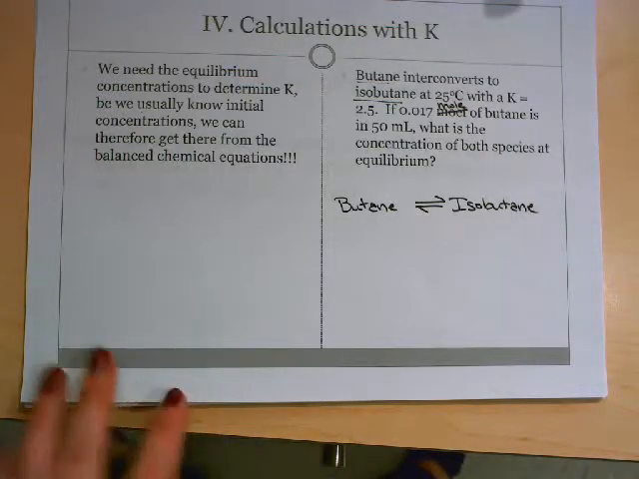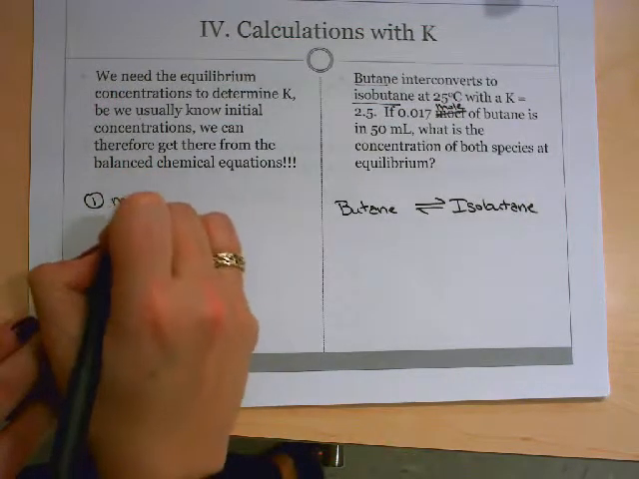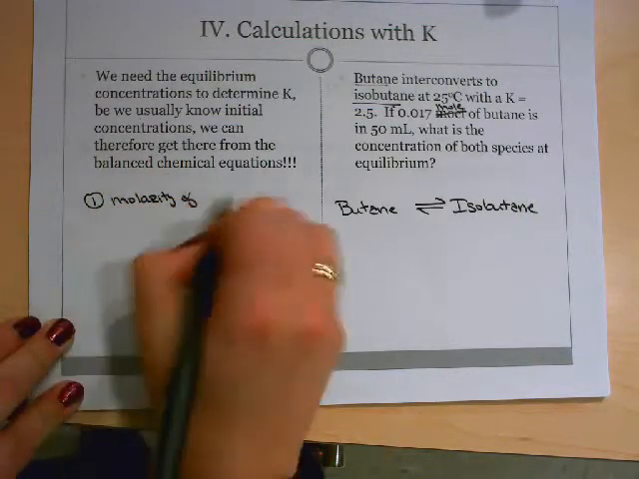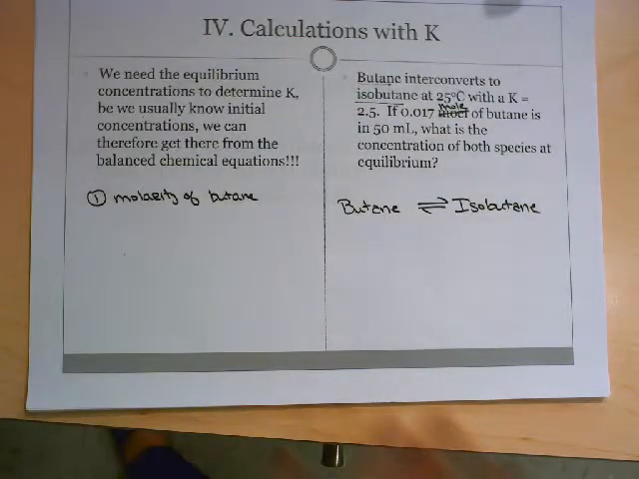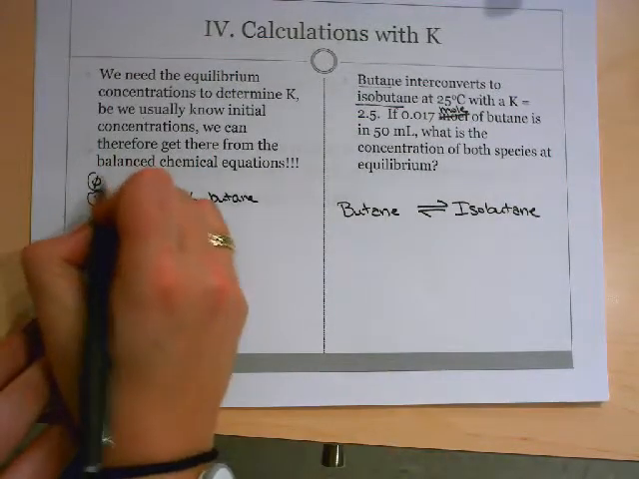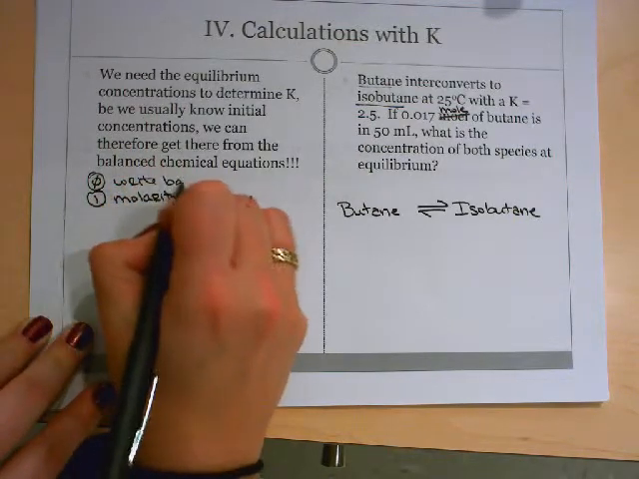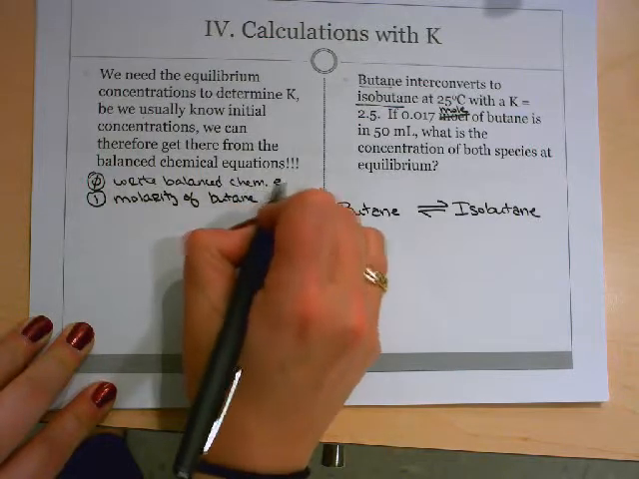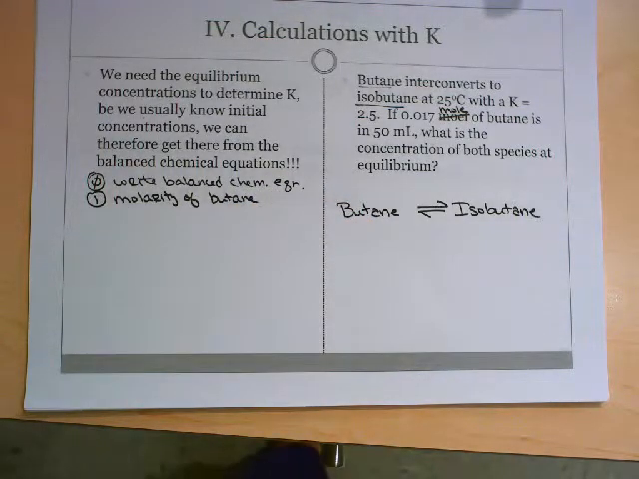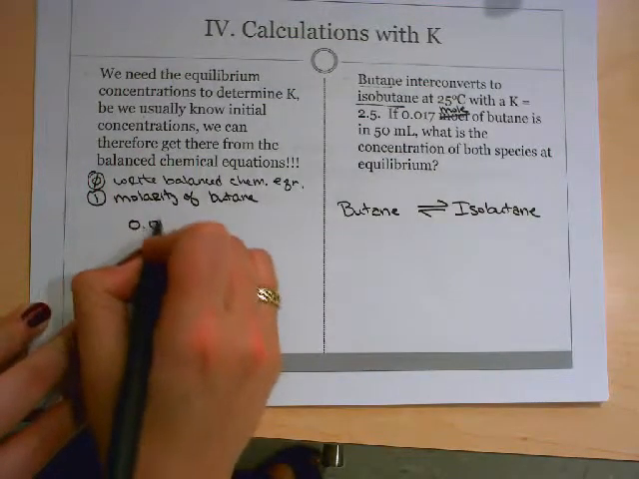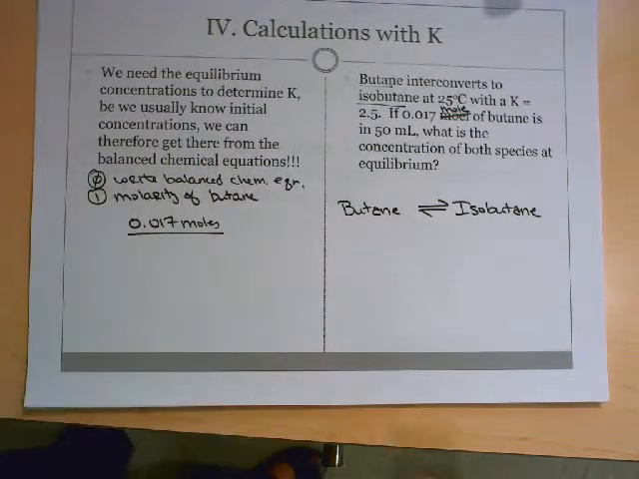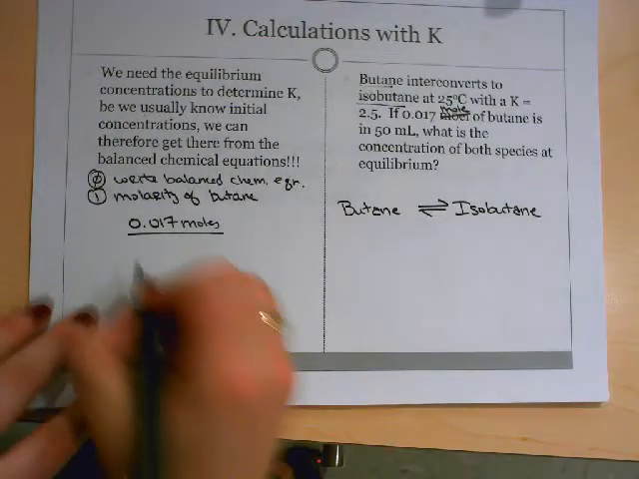I want to know first, thing we're going to want to know, well, first thing, like step 0, is write the balanced chemical equation. That's really step 0. Step 1, once we've done that, is we need to figure out the molarity of the butane. How do I go about figuring out the molarity of butane from the word problem? So they told us we had 0.017 moles. And then what do I need to do to those milliliters? Convert to liters.